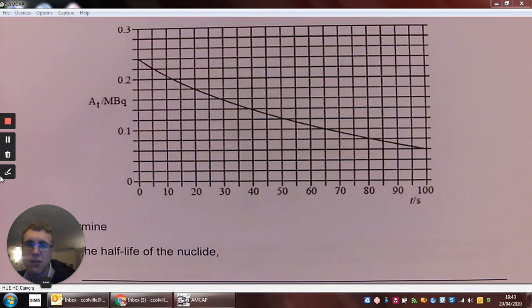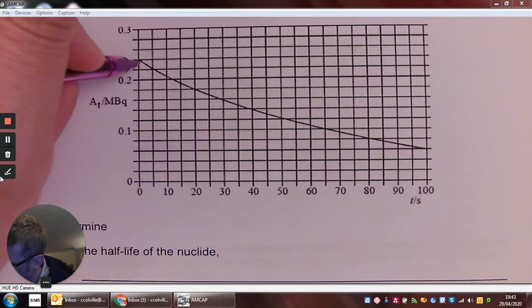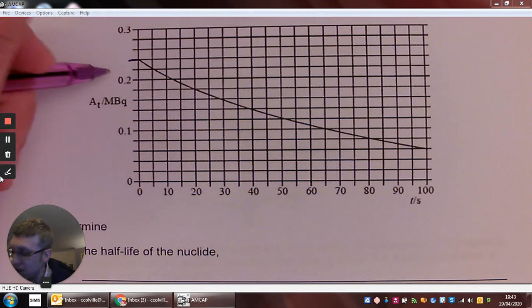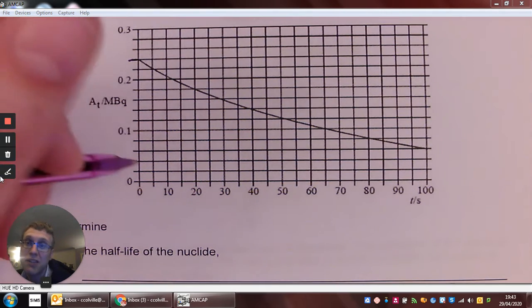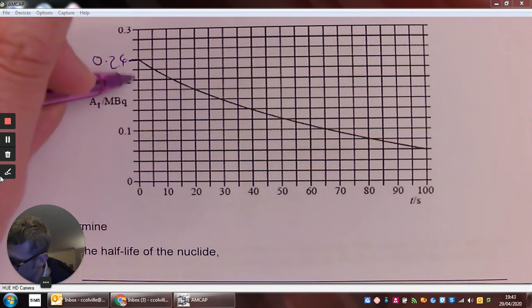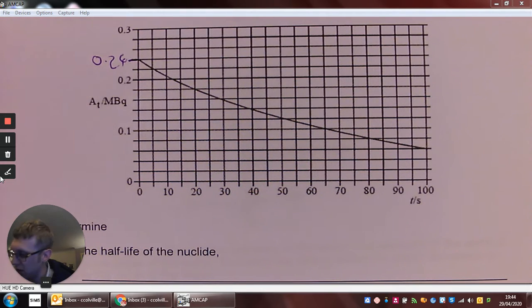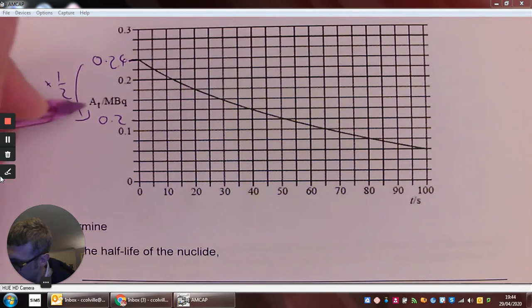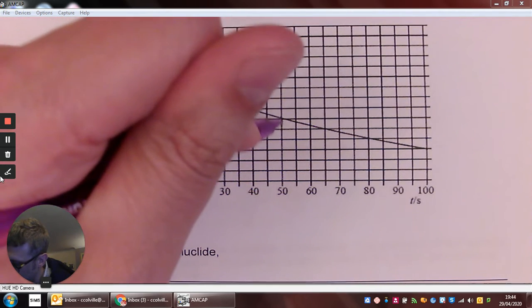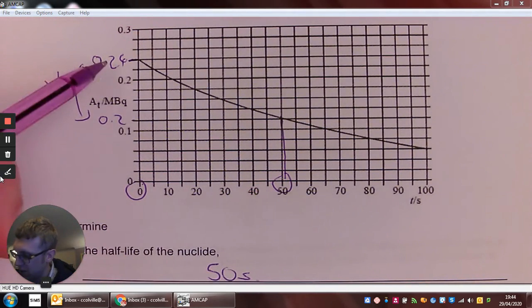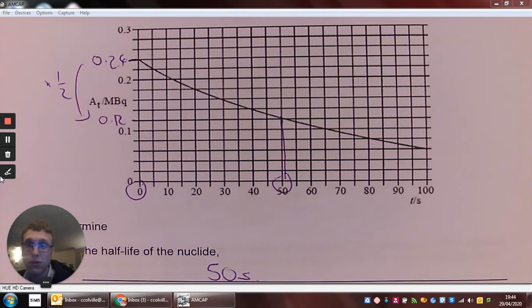So what we have to do is pick a decent place where the lines are crossing really, really obviously. Looking at it up here, that looks like quite a nice place where it's crossing over. That's going to be 0.24. Appreciate it's 2 steps up. If we look at the scale, 0.24 megabecquerels. So I'm looking at 0.12. That's half. The time they're going across is going to be 50. So it's taken me 50 seconds to go from 0.24 to 0.12.